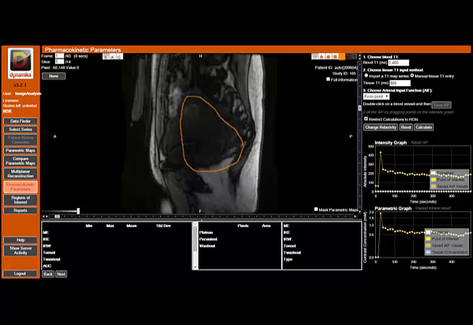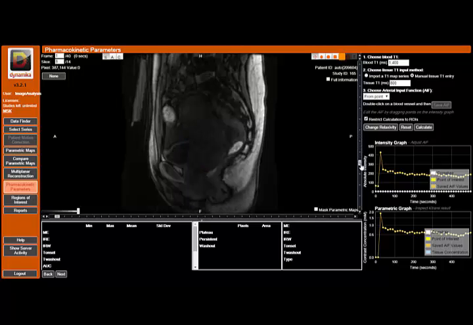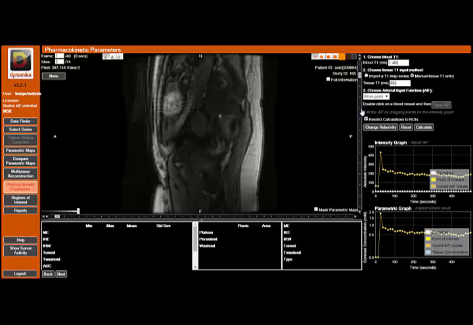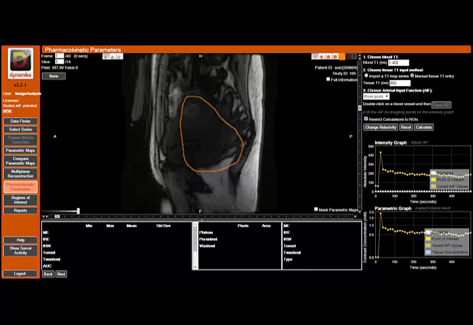So here we have the pharmacokinetic parameters screen, and here is an image of a cervix. We can scroll through the slices and see those. I'm just going to go back to slice 5 where I've drawn a region of interest, and we can also scroll through the time frames.